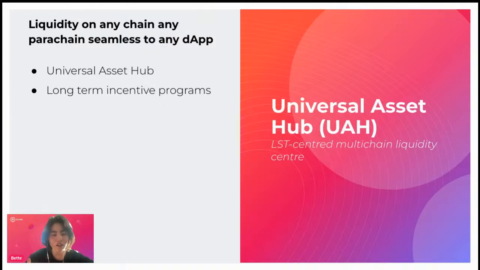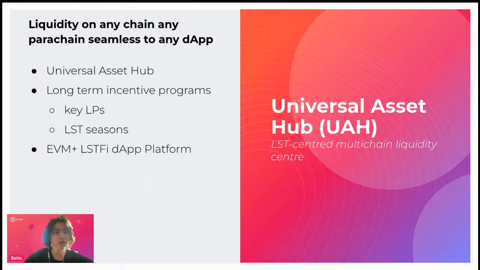If you hold DOT, if you hold even LC DOT, right? I think a lot of you actually have LC DOT. Even if you hold LC DOT, you should pay attention, tune in, and follow our Twitter and announcements. There will be programs upcoming specifically for these people to participate in liquidity apps like Euphorias, and also other programs that we have on Acala for farming opportunities, for liquidity opportunities, etc. Right? And then KLPs and LSD seasons.